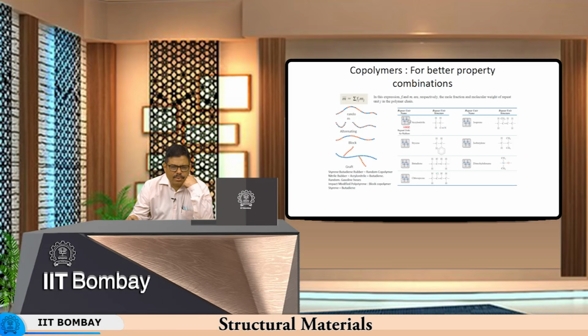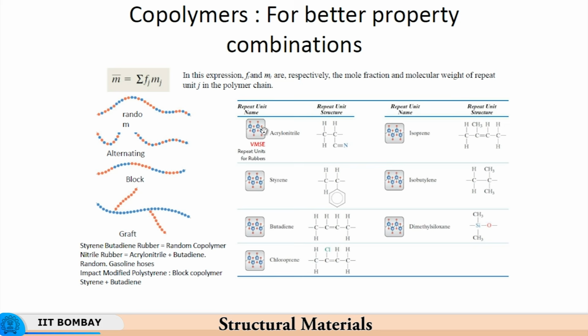So styrene butadiene rubber is a random copolymer. Nitrile rubber, which is a combination of acrylonitrile and butadiene, is also a random copolymer, and these are used for making gasoline hoses. Our gas pipes, which we change from time to time, are made from these kinds of rubbers. So these are again random in nature. So these copolymers are random, alternating, block and graft.